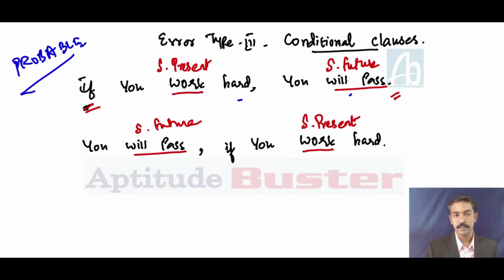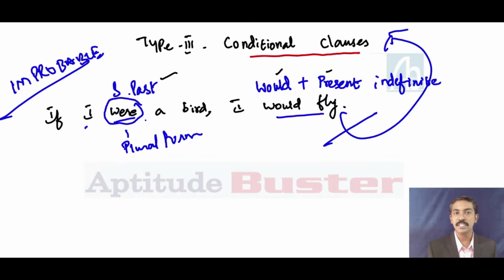Second case, whenever you discuss a situation or a condition which will never happen, you would express it in improbable condition, and the verb form is the if clause must be in past tense. Additionally, irrespective of the subject, the if clause must take plural form. Keep that in your mind. The if clause must be in past tense and the main clause would be would plus present indefinite form.